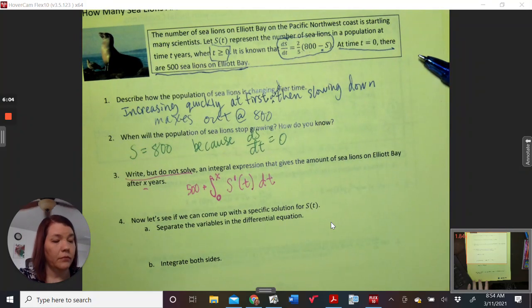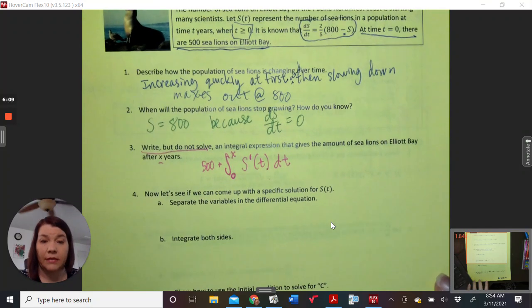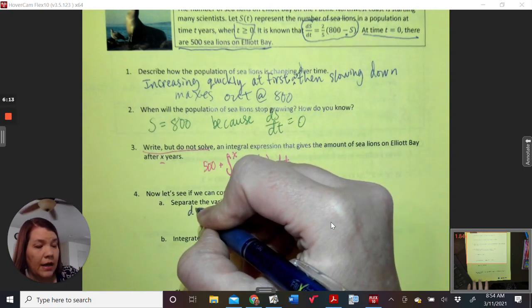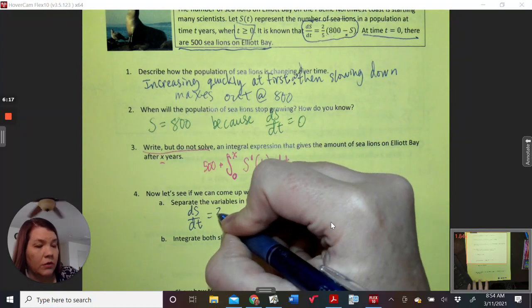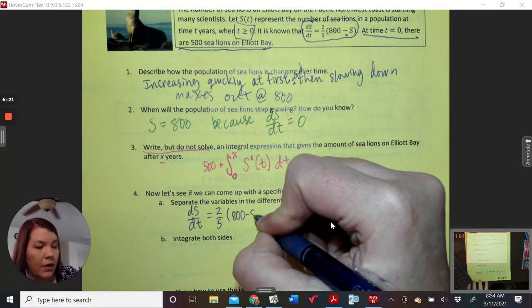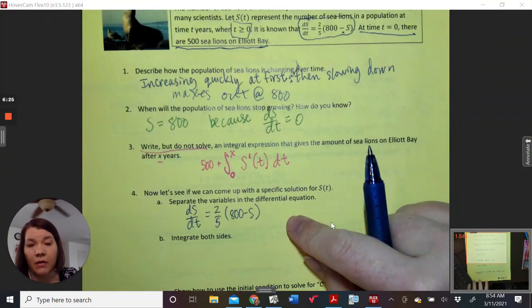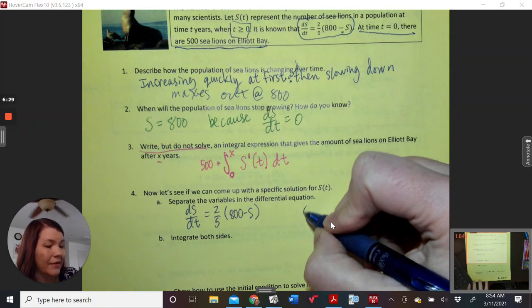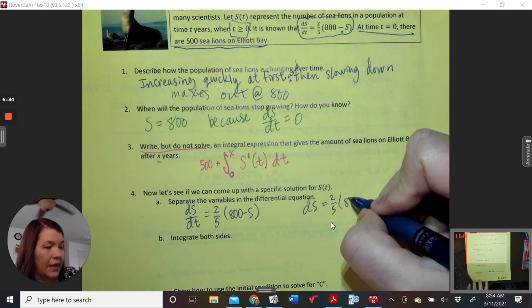All right. Let's see if we can come up with a specific solution for s. So we're going to take our differential equation, ds/dt = 2/5 (800 - s), and we're going to try to separate our variables. So I'm going to multiply both sides by dt. ds will equal 2/5 (800 - s) dt.